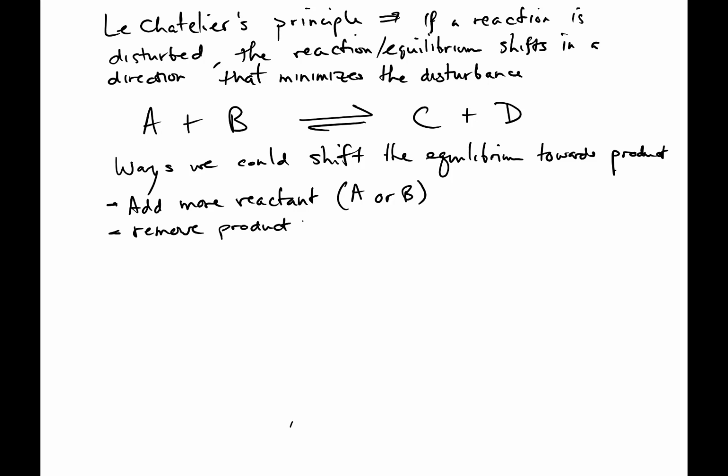Okay. Again, if I'm removing C or D, what happens is the reaction says, well, gosh, I have a deficiency now of C and D. I've got to make some more, so more of the existing A and B react away to produce C and D, and so that's another way to make more product, or to shift the equilibrium towards product. Now, there is a third way.